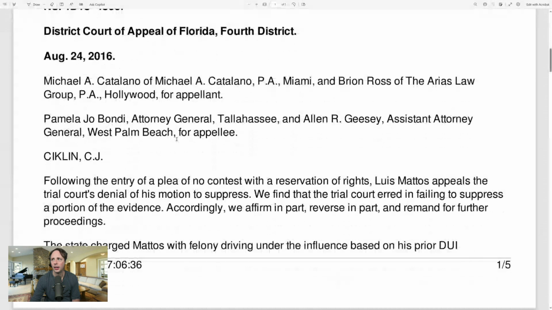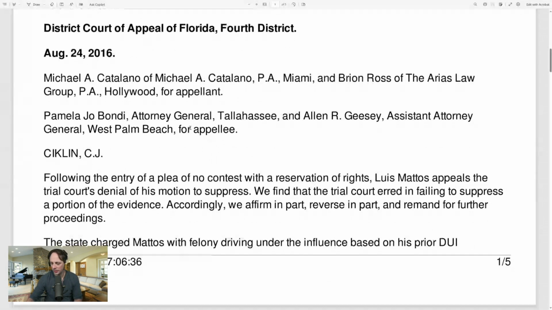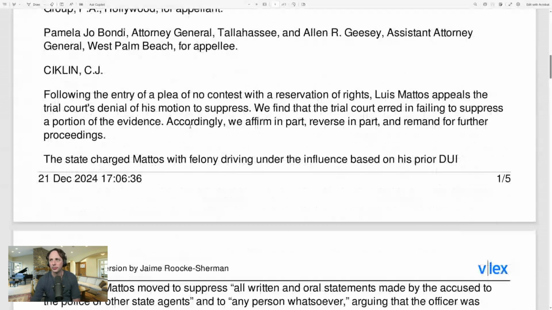So in this case, we have a legal team versus Joe Bondi. Pamela Joe Bondi was the Attorney General at the time out of Tallahassee. So this case is going to give us a sense of what those contentions were.